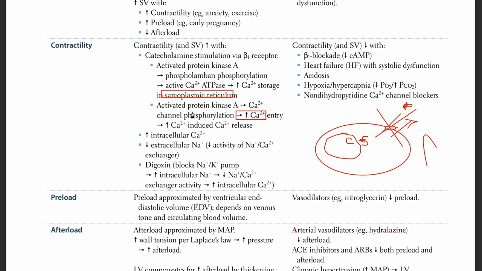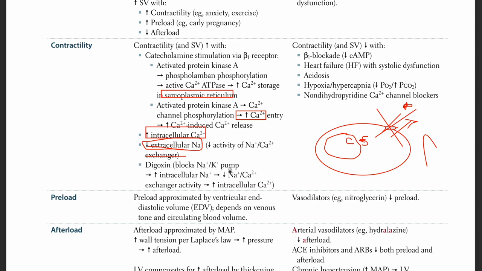So activated protein kinase A, calcium channel phosphorylation happens, calcium enters, and you have an increase in calcium-induced calcium release. So you have an intracellular calcium increase and a decrease in extracellular sodium, right? That's this whole thing I just said. When you have decreased extracellular sodium, that means there's more intracellular, so there's a decrease in activity of the sodium calcium exchanger as well. Okay.